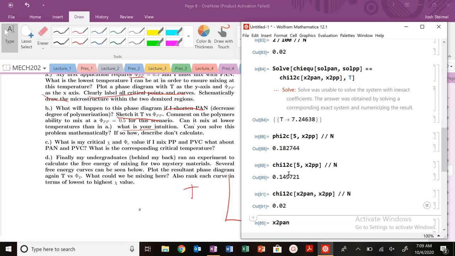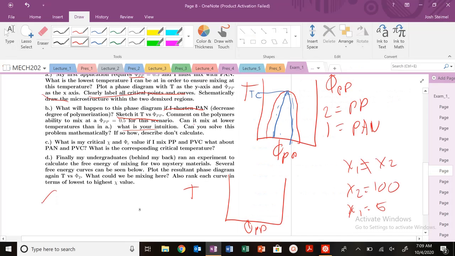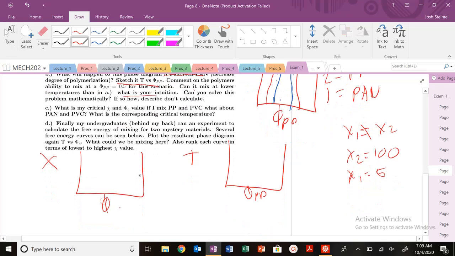So schematically, let me draw it here. If I'm drawing a chi sketch, previously we had a picture like this. So we had phi PP. It was very, very low, that critical chi, and it was symmetric. But now it's shifting over here, and what's happening to my critical chi value? This was my previous one, like 0.02. That's like 0.14. So it's raising the critical chi, and it's shifting to the left here.